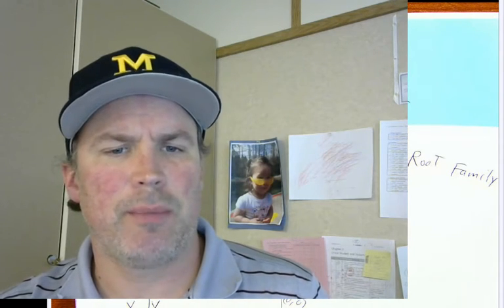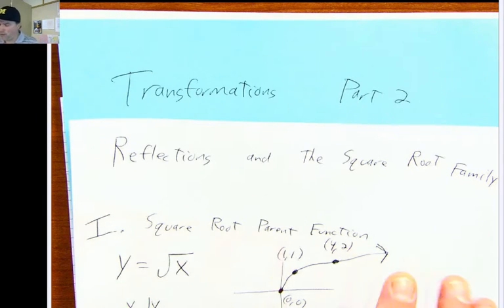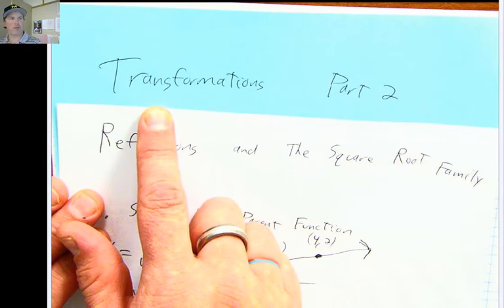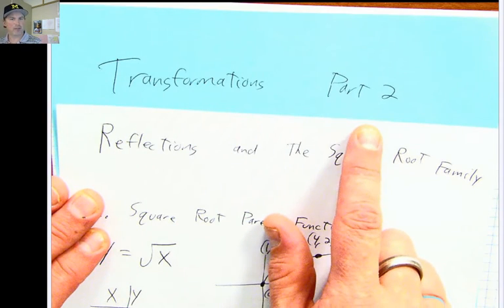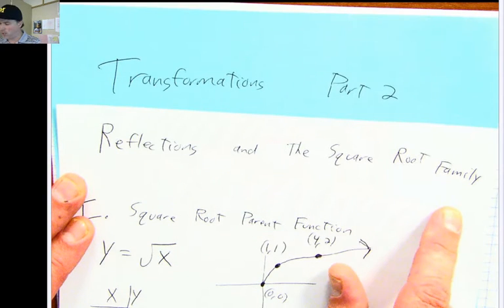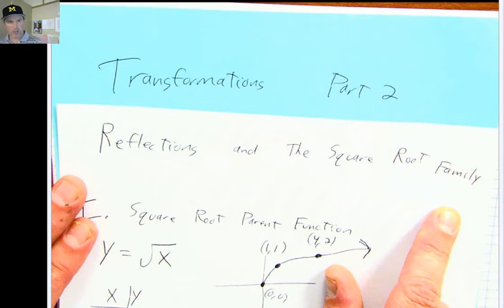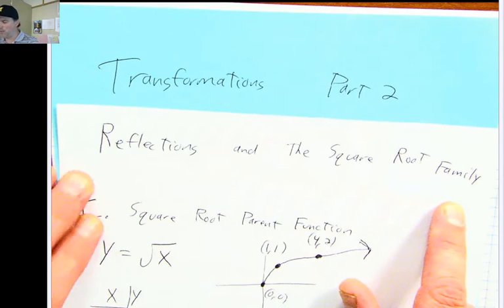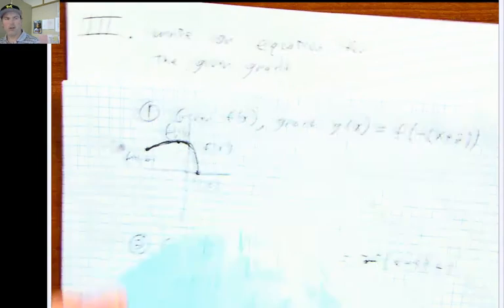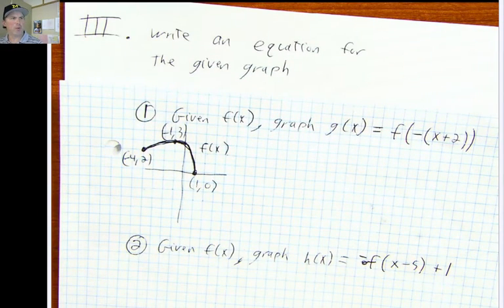Just as a friendly reminder, I'm in the middle of a 5-part transformation lesson. This is part 2 of that lesson, and part 2 is reflections and the square root family. So this is part 2 of part 2. Kind of confusing, but let's get into some examples. Part 1 was dealing with the theoretical side of reflections, and now let's apply it.